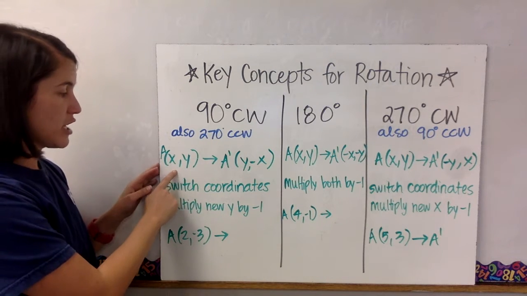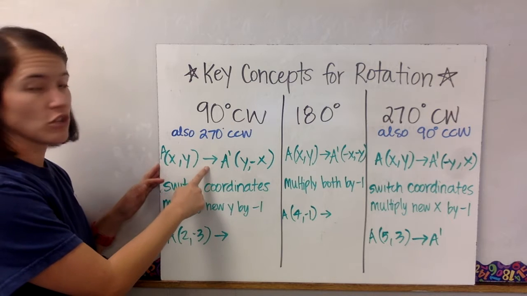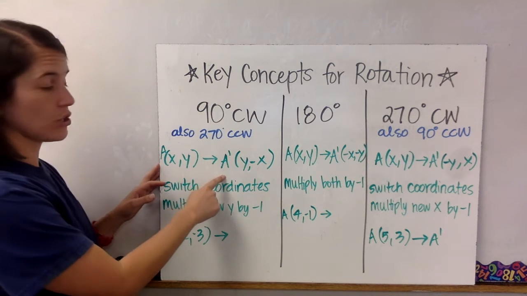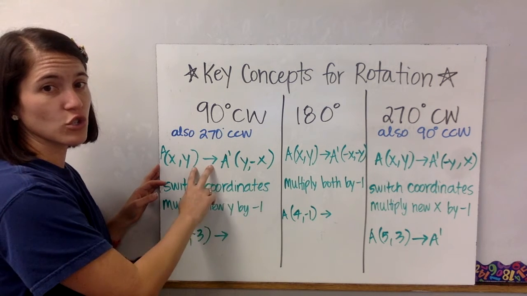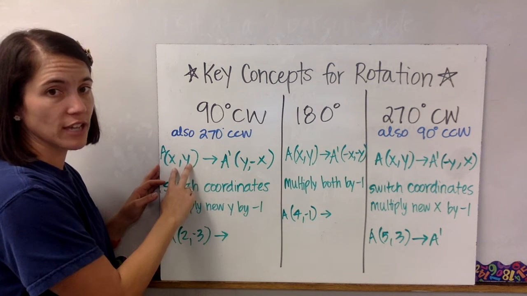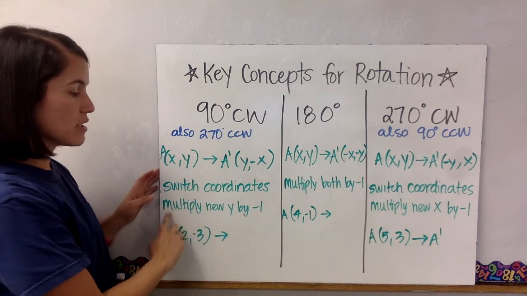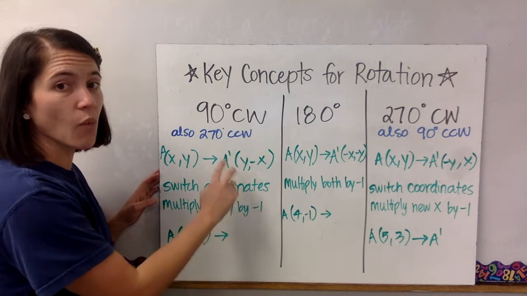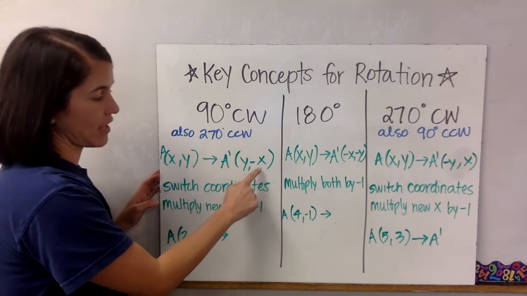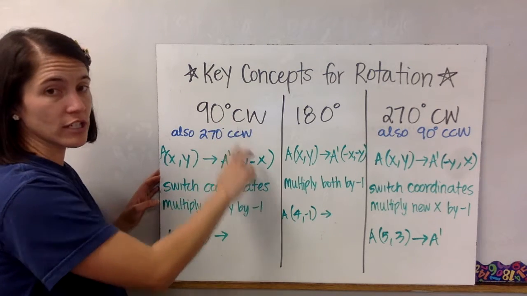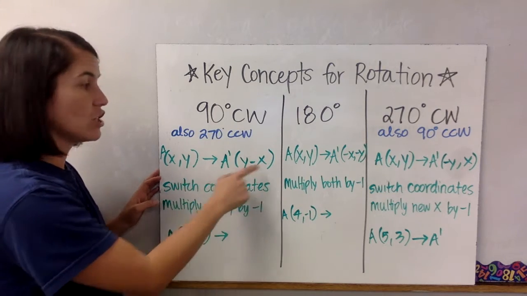Here is transformation notation, algebraic notation. If you have a point A, which is x, y, those are the coordinates, and then you rotate it, it goes onto A prime, y, negative x. And what that means is you switch the coordinates. Notice x, y, I've switched them, and I've multiplied the new y by negative 1. Notice x is now negative x.